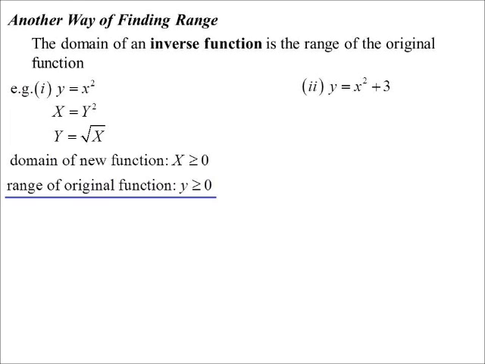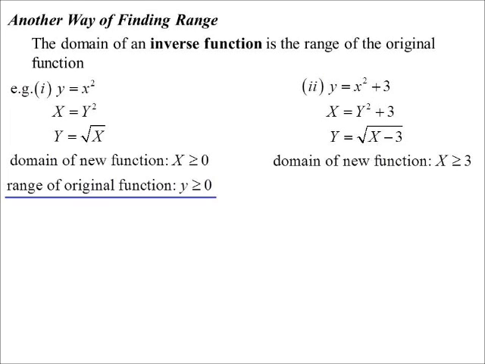Let's try another one. The x squared where we moved it up 3. Same idea. If I swap the x and the y's around, the square root sign is causing the problem with the domain of this new function. So the domain of the new function would be x is greater than or equal to 3, so therefore the range of the original function must have been y is greater than or equal to 3.